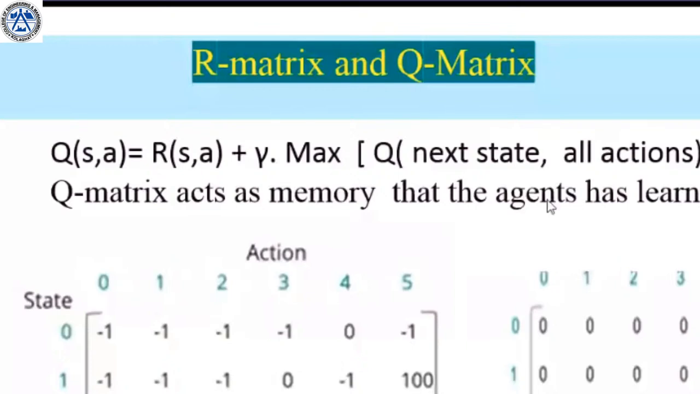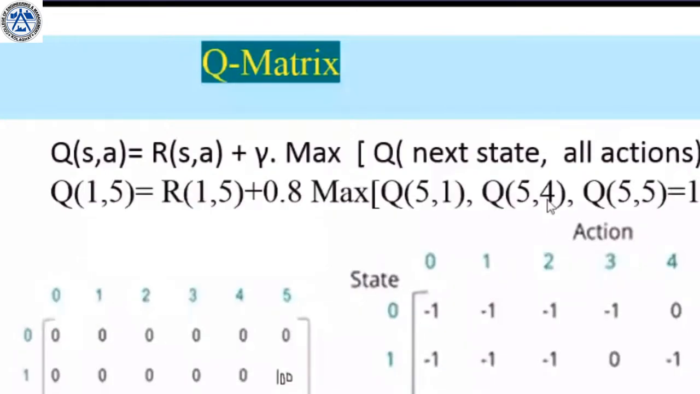Suppose an agent is initially at room number 1. Now, if you see the R matrix, which was developed from the room graph, your agent is initially at room number 1. From the R matrix you can see that for room number 1 the entries are minus 1, minus 1, so room number 1 is not directly connected to 0 or to 1. Room number 1 is connected with 3. So if somebody is in room 1, the agent can go to room number 3 or to room number 5.